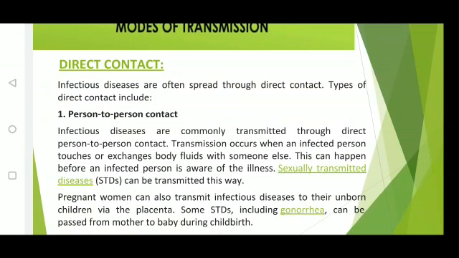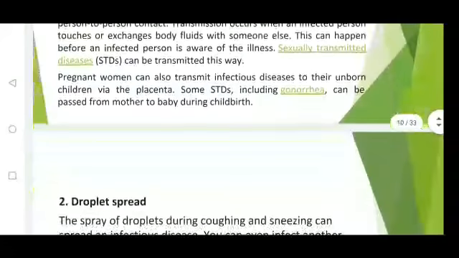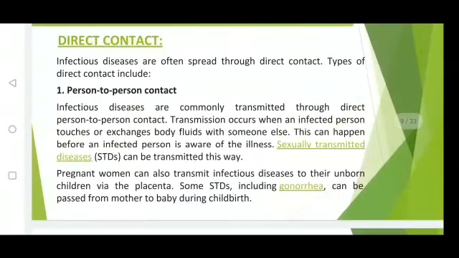Infectious diseases are often spread through direct contact. There are two types of direct contact transmission. The first one is person to person contact and the second one is droplet spread. Let us learn about the first one, person to person contact. Infectious diseases are commonly transmitted through direct person to person contact. Transmission occurs when an infected person touches or exchanges body fluid with someone else. This can happen before an infected person is aware of the illness. Sexually transmitted diseases also transmit this way.